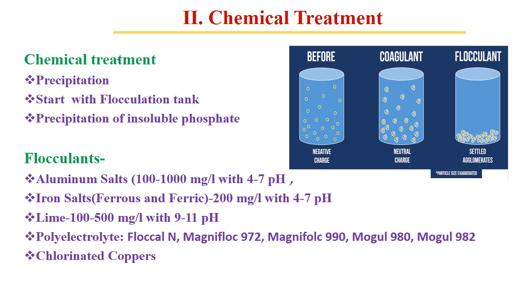Sometimes different agents are used depending on the nature of the pollutant or effluent, like aluminum salts at 100 to 1000 mg per liter at 4 to 7 pH, iron salts, ferrous or ferric, at 200 mg per liter at 4 to 7 pH, then lime, that is calcium hydroxide, at 100 to 500 mg per liter with 9 to 11 pH, that will always be alkaline. Then polyelectrolyte, which is available under different brand names, and then chlorinated copper. These are the different chemical agents used as flocculants, which help the suspended particles to come out and settle.